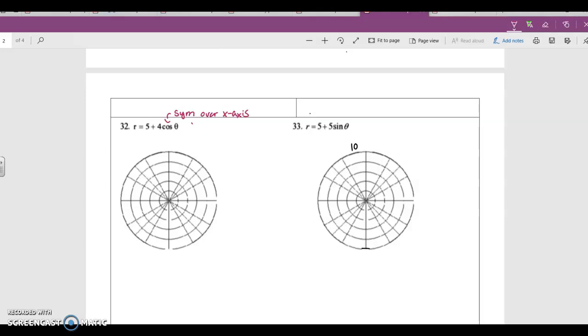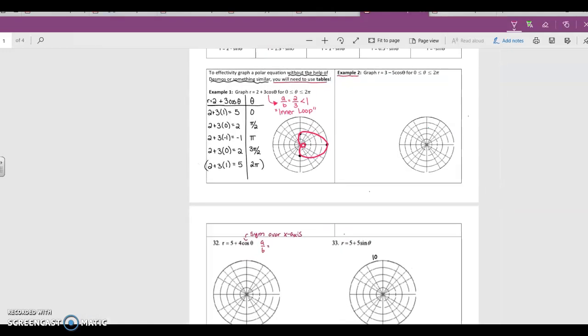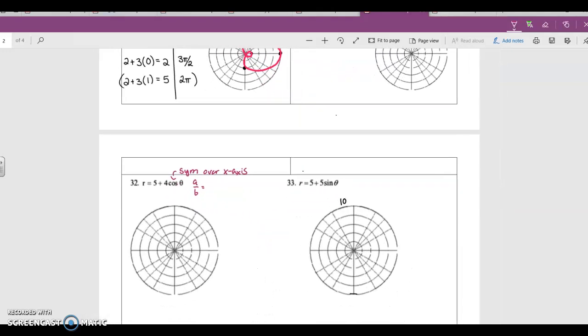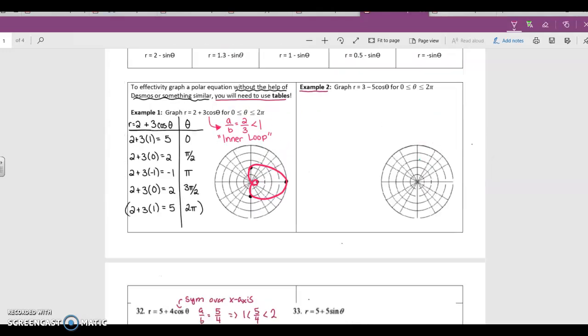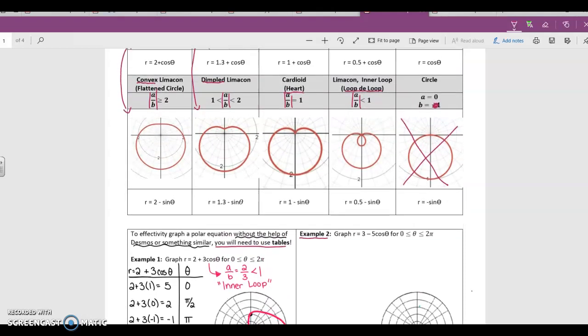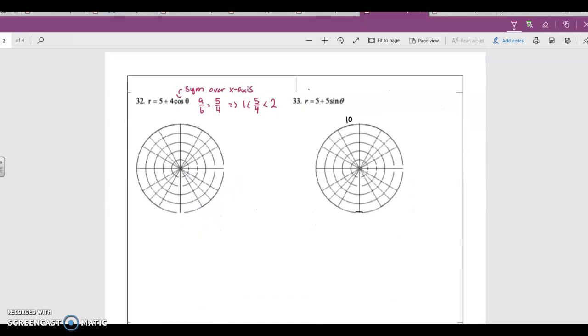And then for our a over b, which one is a and which one's b? I'm blanking right now. 5 over 4. So 5 over 4 is between 1 and 2. 1 less than or equal to 5 over 4, less than 2. So going back up to our chart up here, since a over b is between 1 and 2, this is a dimpled Limacon.